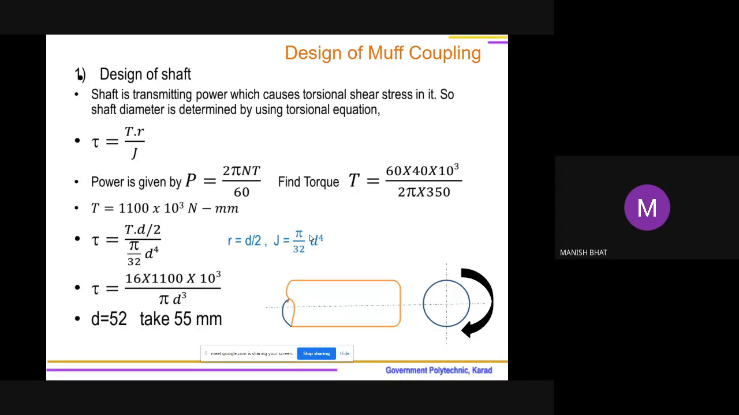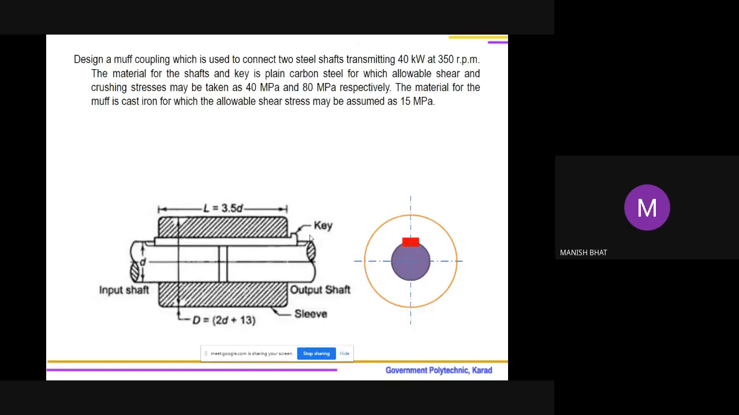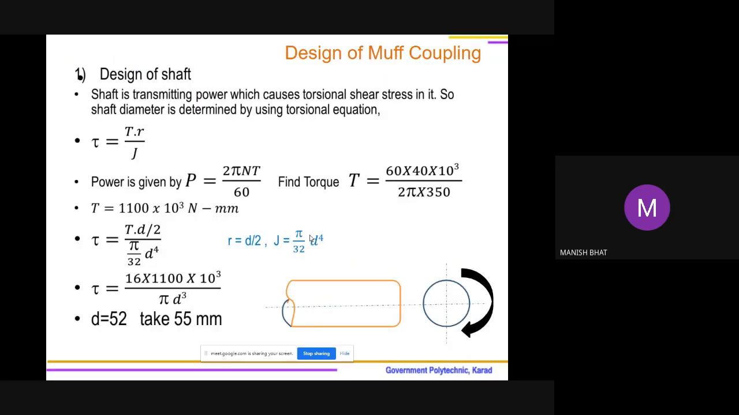Tau is given in the problem. We are designing the shaft, and it is said in the problem that the shaft and key are made up of plain carbon steel, and its allowable shear stress is 40 MPa. So put tau as equal to 40 Newton per mm square. So you will get the diameter as 52. If you put the value of tau and find d, d will be 52.